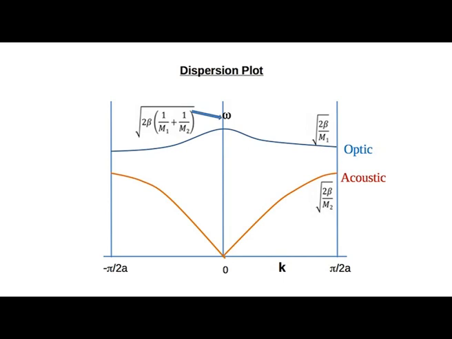With the omega plus branch you will plot the blue line there, which ranges from root of 2 beta into 1 by m1 plus 1 by m2 to root of 2 beta by m1. To distinguish them, we call them the optic branch and the acoustic branch.